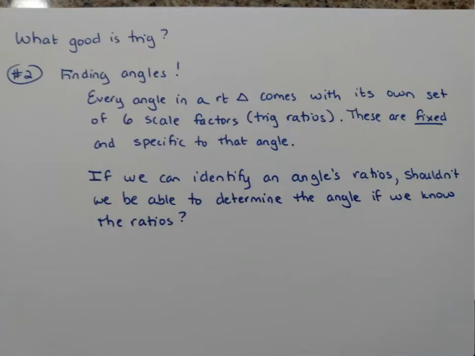So now let's do the number 2 way of what is good about trig. Trig, and this is maybe even better than finding side lengths, helps us find angles. Remember that every angle in a right triangle comes with its own set of 6 scale factors, those trig ratios. These are fixed and they are specific to that angle. So if we can identify the angle's ratios, then shouldn't we be able to figure out the angle? If every angle has its own little group of ratios, we just have to match.